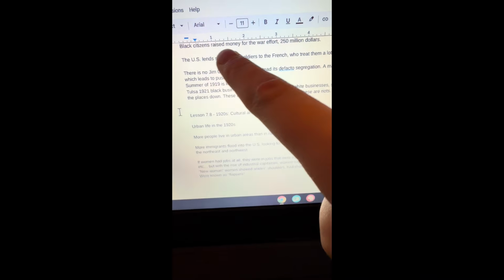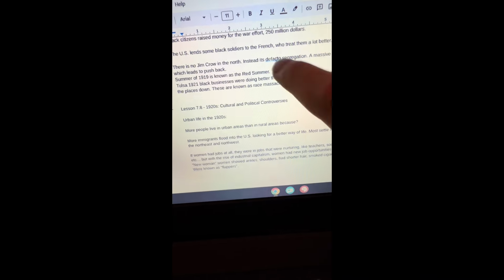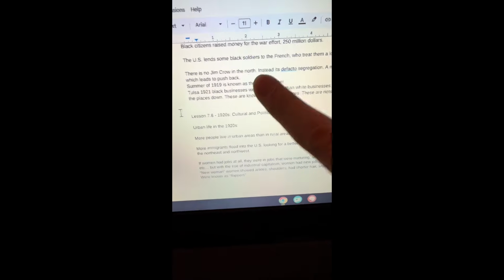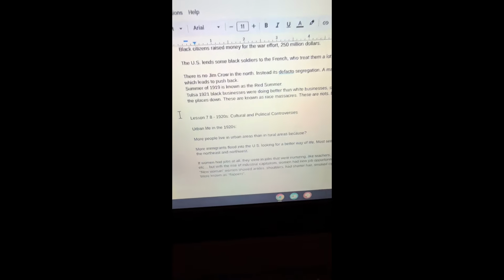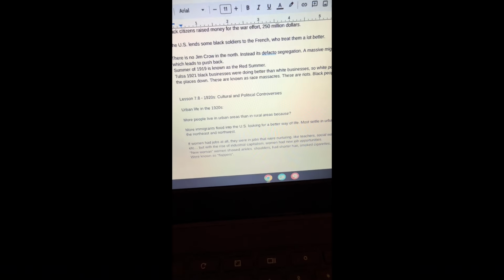And black citizens raise money for the war effort. $250 million. That was back then. Imagine how much that is now. That's a crazy amount. And black citizens did this because they wanted to show that, hey, we deserve equal rights too. Look at what we're doing to support you guys.